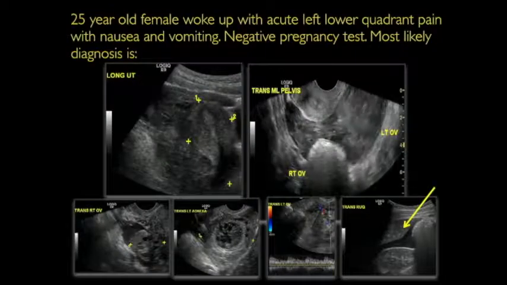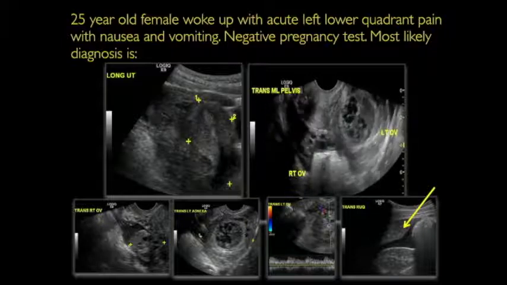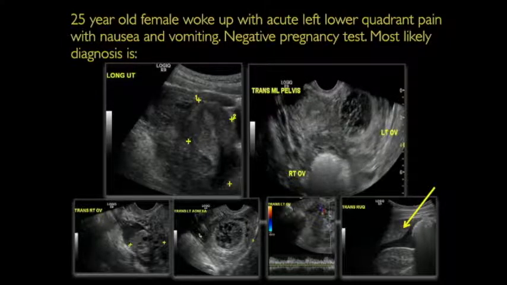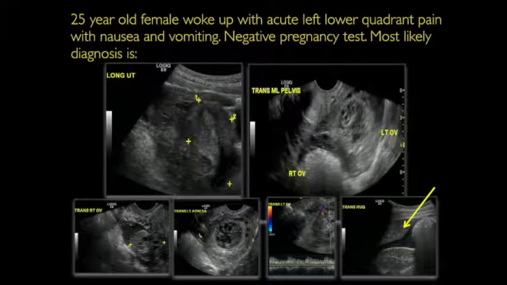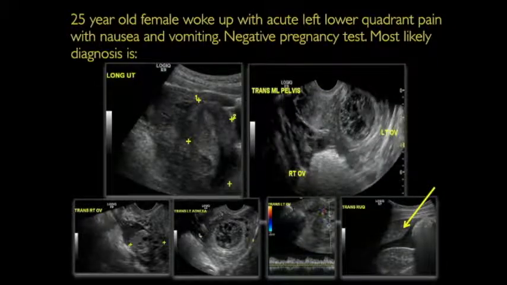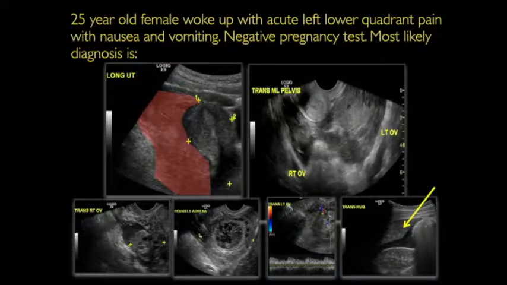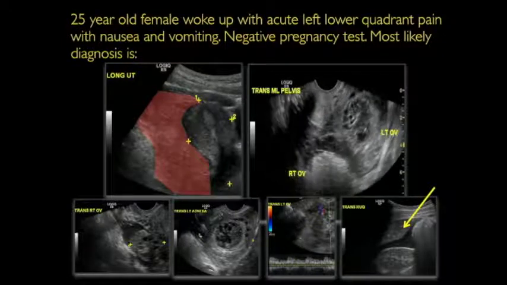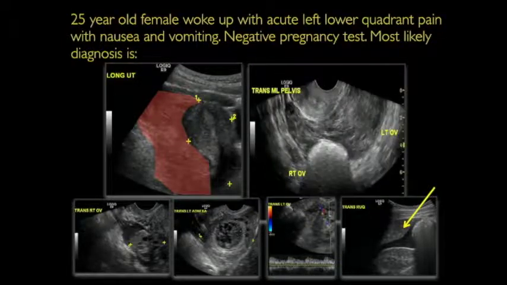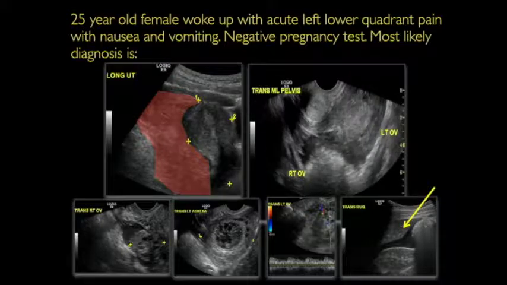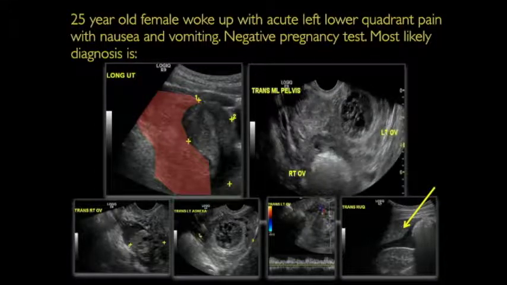So here's a case: a 25-year-old female woke up with acute left lower quadrant pain, with nausea and vomiting, and a negative pregnancy test. What is the most likely diagnosis? There's a lot of material in the pelvis. The uterus is displaced anteriorly with this complex material, and the ovaries are nearly next to each other, almost kissing. There's a lot of dense material and also a lot of free fluid, even in Morrison's pouch. But one of the ovaries has a hemorrhagic cyst within it.